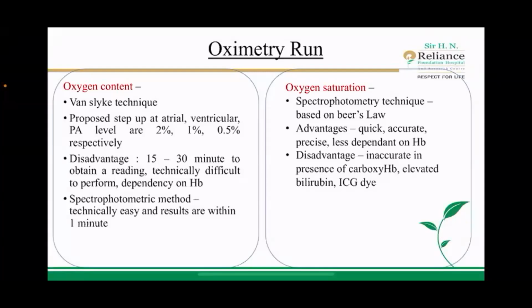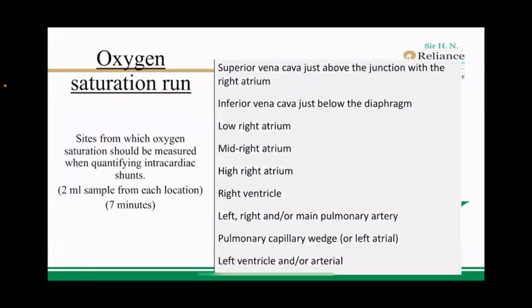For saturation, the percentages are different. The original method that was used to calculate the oxygen content was the Van Slyke technique, which included both the dissolved and the bound hemoglobin oxygen. But the disadvantage was it took time to obtain a reading and was technically difficult. The spectrophotometric method is technically easy and the results are quicker. For oxygen saturation, we use the spectrophotometric technique based on Beer's law, which is quick, accurate, precise, and less dependent on hemoglobin, but the presence of carboxyhemoglobin and elevated bilirubin can cause errors in the result.